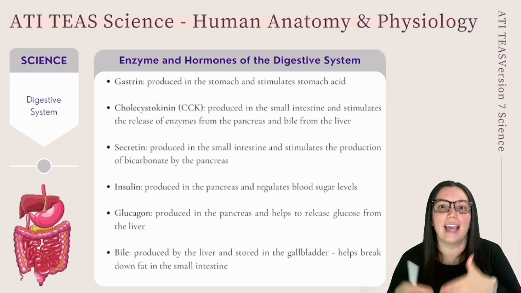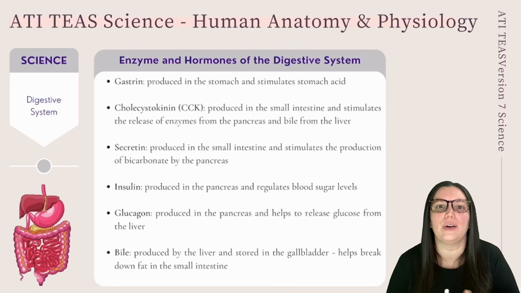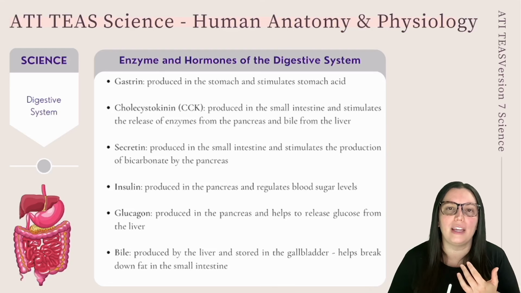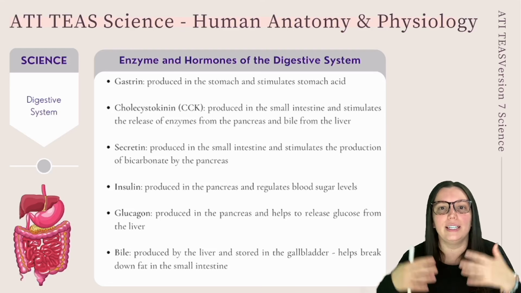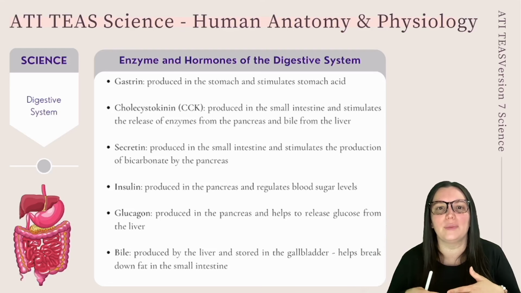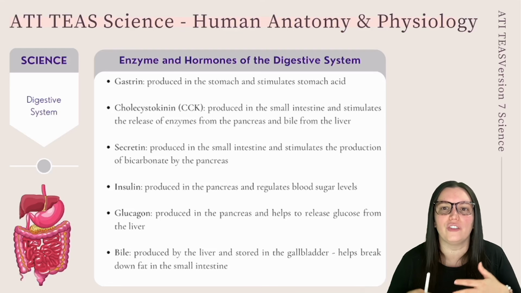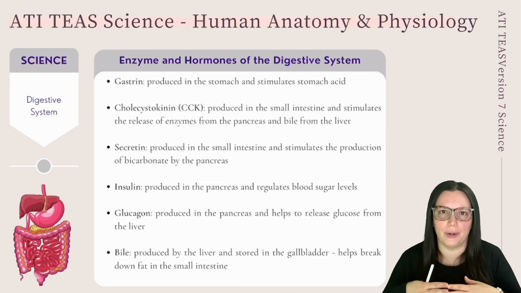Cholecystokinin, or CCK, is the hormone that is produced by the small intestine and stimulates the release of enzymes from the pancreas and bile from the liver. Secretin is a hormone that is produced by the small intestine and stimulates the production of bicarbonate from the liver.